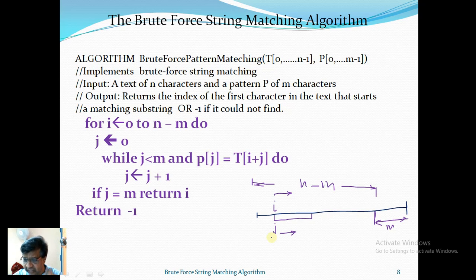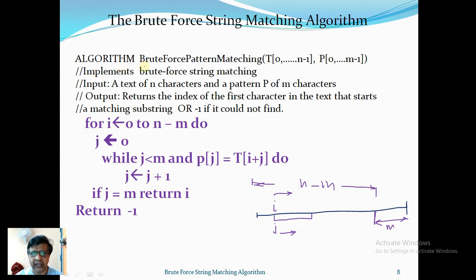J will move up to m minus 1 if and only if all the characters in the pattern match the characters in the text. Otherwise, whenever a mismatch happens, the algorithm will go for a different cycle. When the algorithm goes for the next cycle, j will once again be set to 0. So that is the idea behind this string matching algorithm.